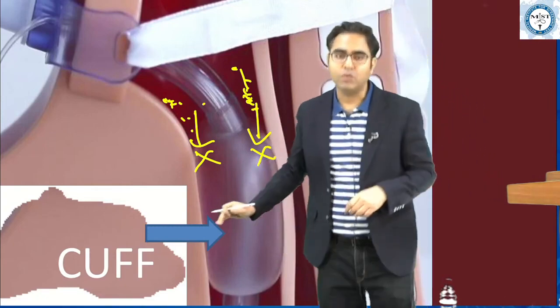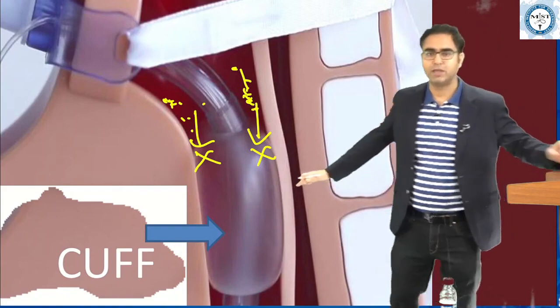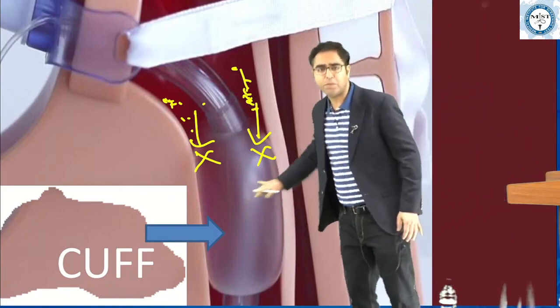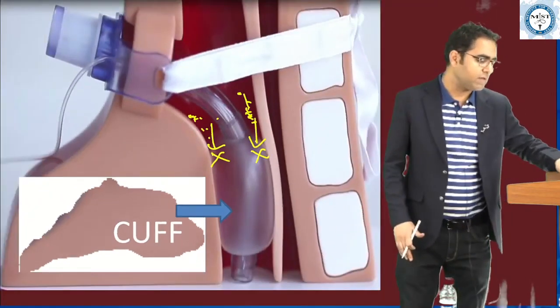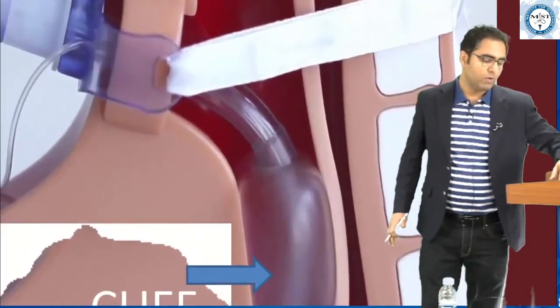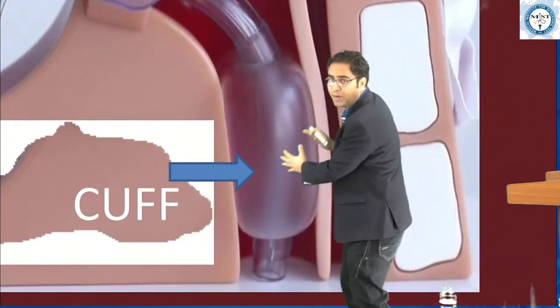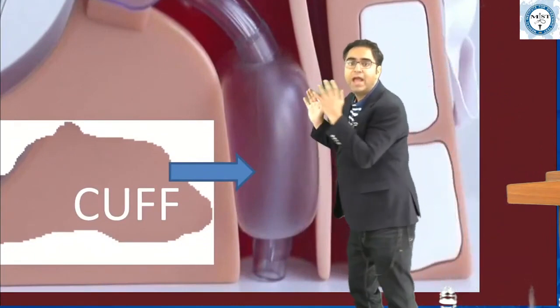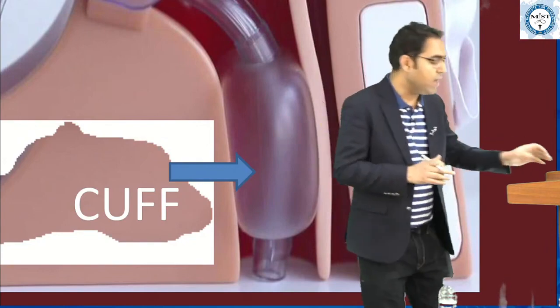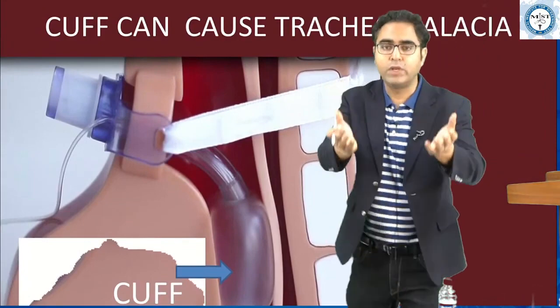But can you see this cuff is putting continuous pressure on the walls of the trachea, beta. I can see that, beta. Look at the screen, beta. The cuff is putting continuous pressure on the wall of the trachea, and this pressure might weaken the wall of the trachea, and weakening is called malacia. So the cuff has one disadvantage. It can cause tracheomalacia. All of you read your note, beta.